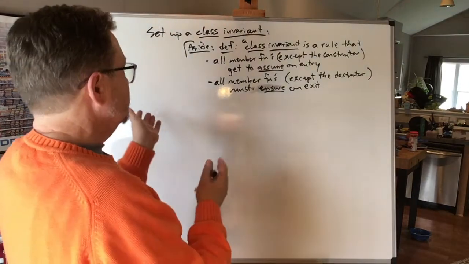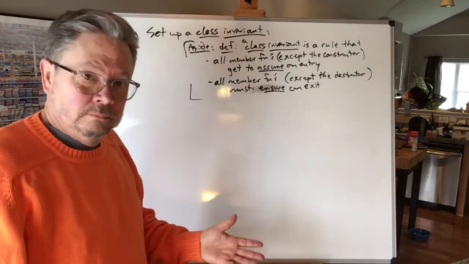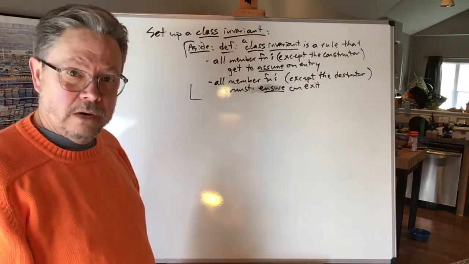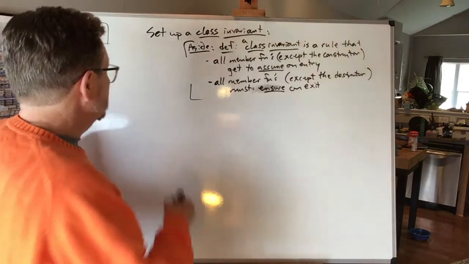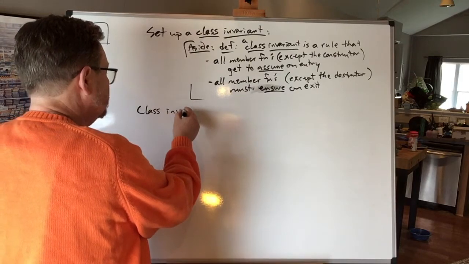If I get to assume, without testing, that the head pointer is not 0, then I don't have to check and see if it's 0. I don't have to check and see if the list is empty. So that's the one and only one class invariant we've looked at so far. Class invariant for our linked list.